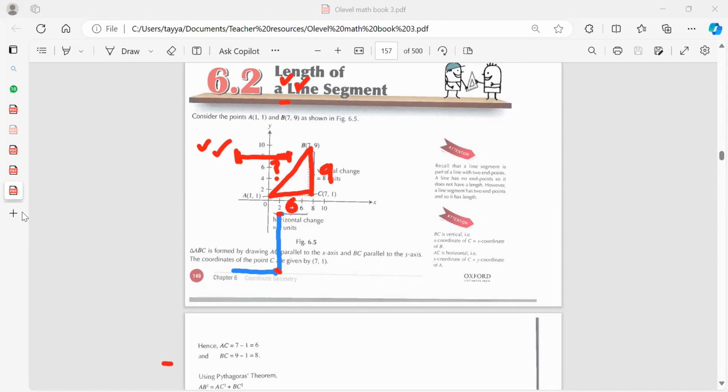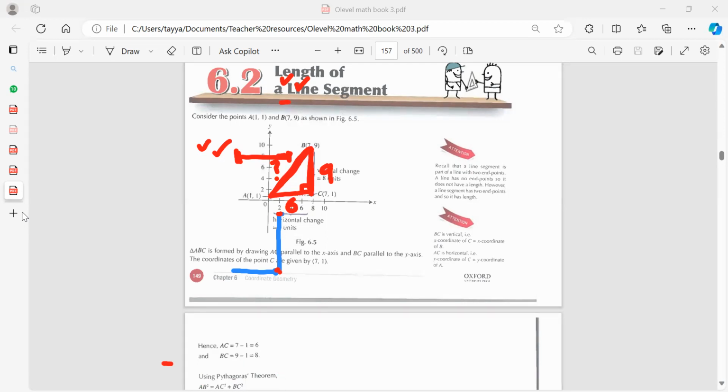So which theorem will we use here? We already read about this theorem in grade 7, I think. Yes, grade 7. For finding this length, it is a right angle triangle. So this is the perpendicular, this is the base, and this one is the hypotenuse. According to this, we will use the Pythagoras theorem.